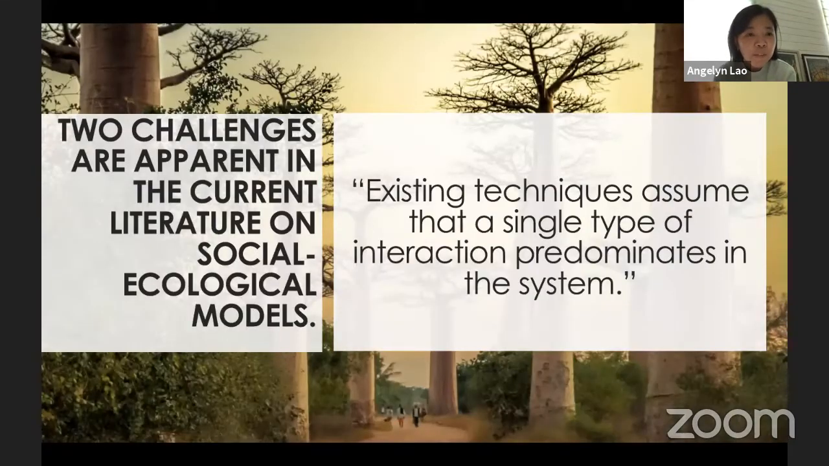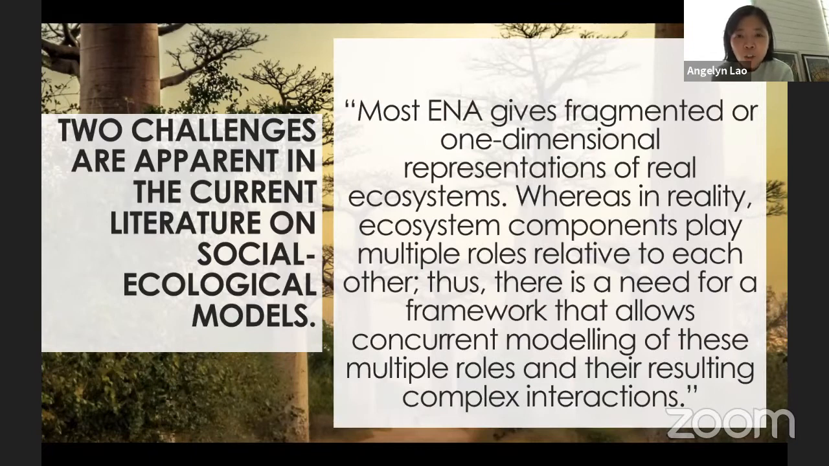From the previous slides and the literature, there are two apparent challenges on social ecological models. First, the existing techniques assume that a single type of interaction predominates in the system. Second, most ecological network analysis gives a fragmented or one-dimensional representation of real ecosystems, wherein in reality, components play multiple roles relative to each other. Thus, there's a need for a framework that allows concurrent modeling of these multiple roles and the resulting complex interactions.